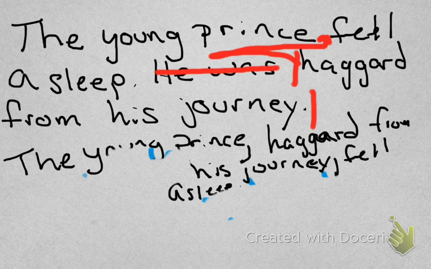Alright. So we can see here's our new sentence. I'm going to fix this. So, the young prince, haggard from his journey, fell asleep. And now, what I've done, you can see, is taken this participle phrase and I've moved it to describe the prince, because adjectives describe nouns. Okay, so that's the participle phrase.